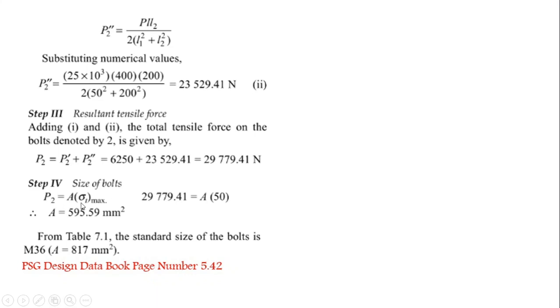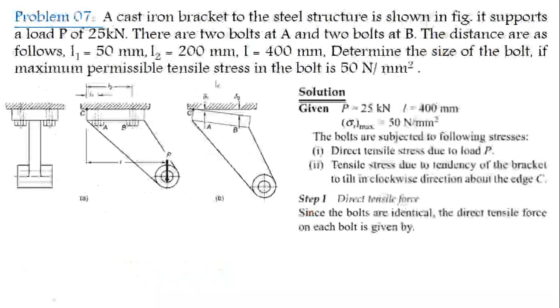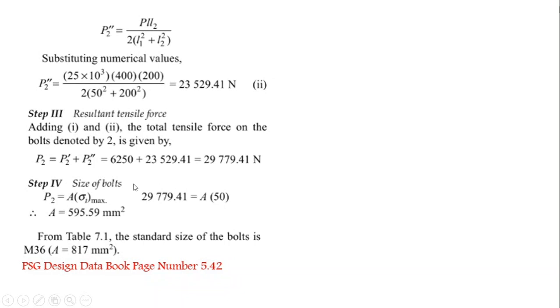Step 4, we will find the size of the bolt. Here the permissible tensile stress is given. Maximum permissible tensile stress equals maximum force acting on the bolt divided by area of the bolt. Here the maximum force acting on the bolt is P2, so sigma T max equals P divided by A. Here A equals pi by 4 dc squared, where dc means core diameter of this arrangement.